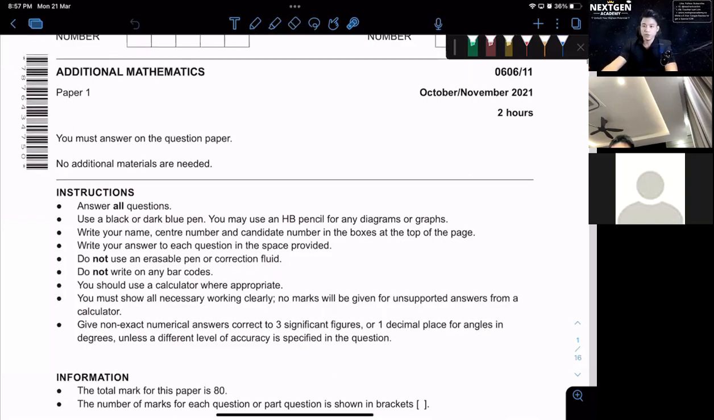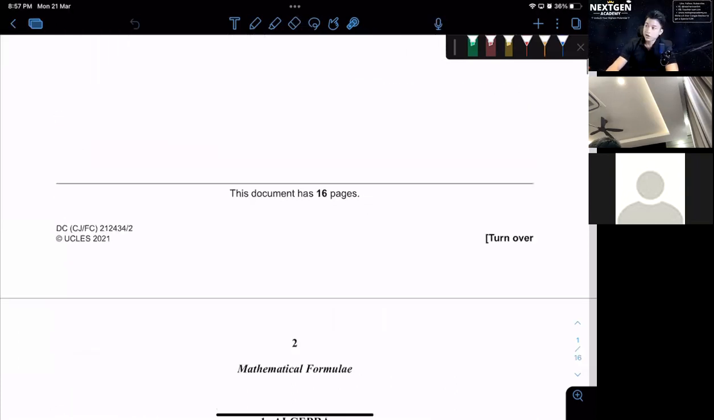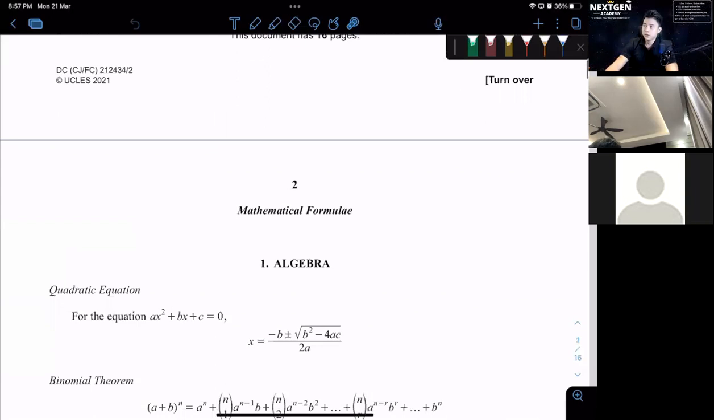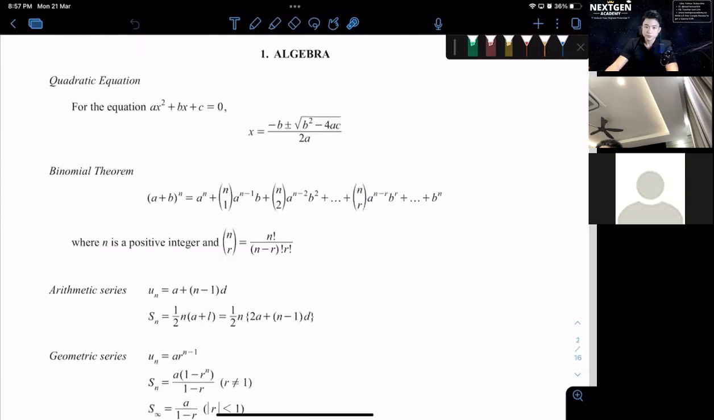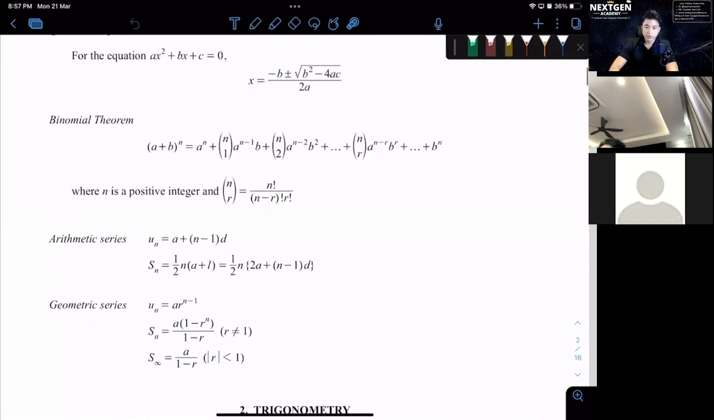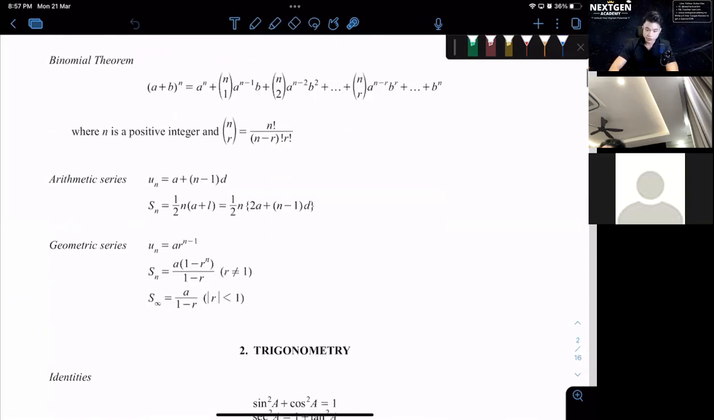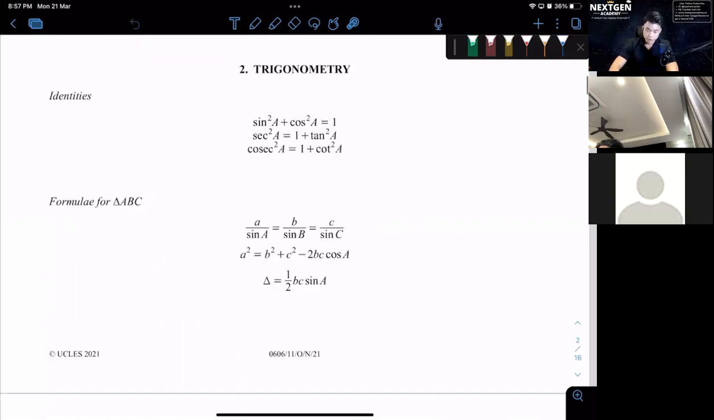So let's do this. The formula sheet. Make sure that you are all familiar with all of this. Probably we won't go through this. Let's jump straight into the question.